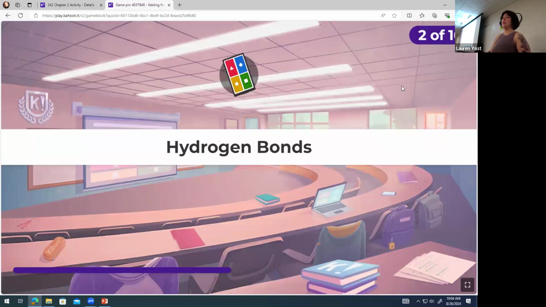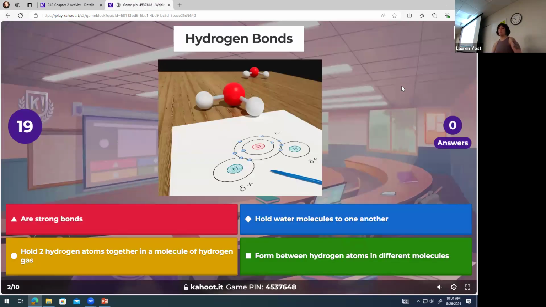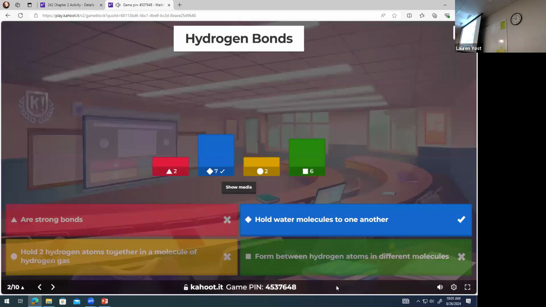All right, hydrogen bonds. What applies to them? Sorry. That was really quiet. No, that's super loud. All right, so hydrogen bonds. These are going to hold water molecules to one another.